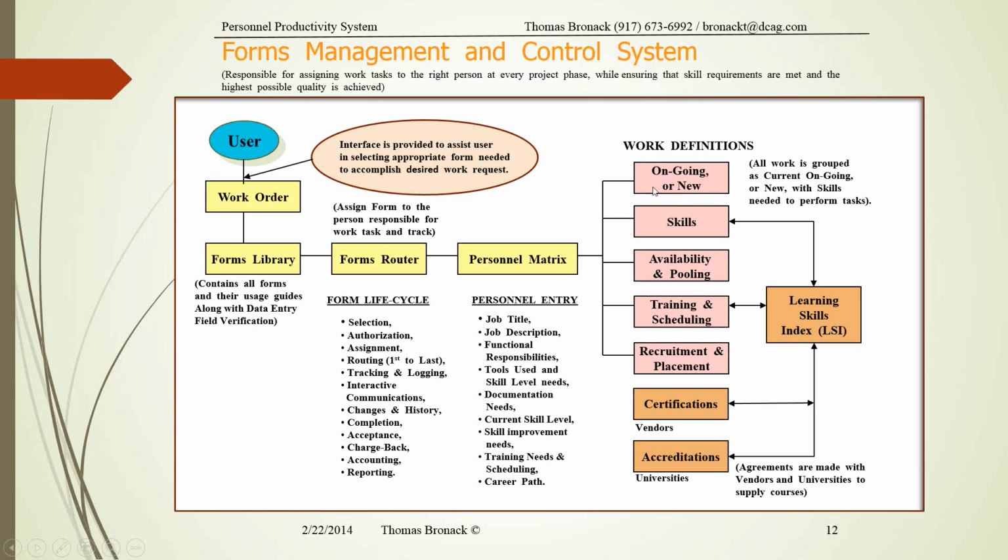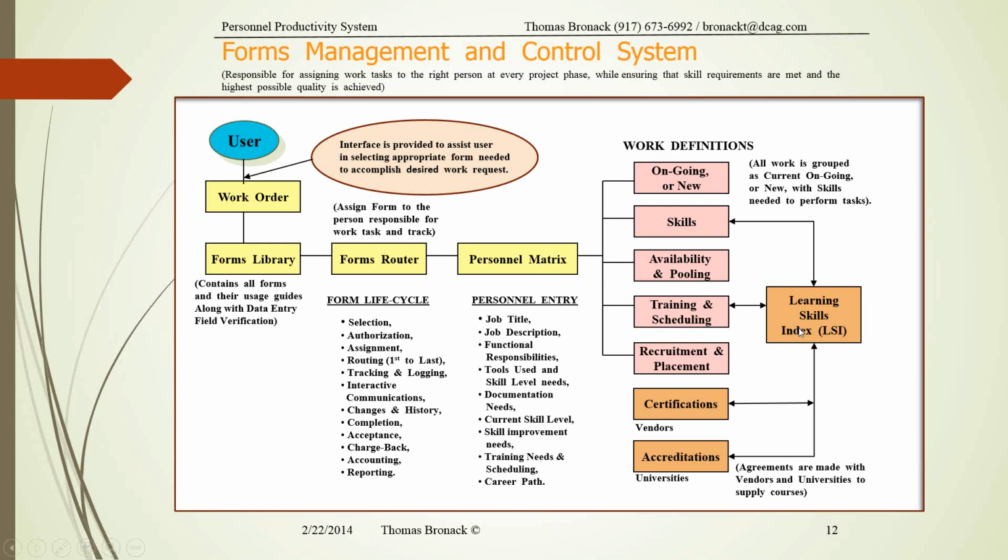Well, work is defined as ongoing or new. If it's new, they have to be trained. If it's ongoing, you may have to have other people trained on the type of work because the work level has grown so high, or you lost the person who was doing the work, so you have to replace them. What skills are required, what availability they have, what training and scheduling we can get them into, and how we can recruit and place people.